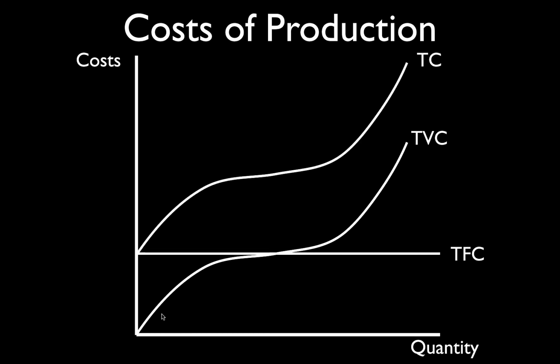And then therefore, what we do to get the total cost curve is we put this up on top. All we've done is shifted this directly upwards, and the difference between these two lines is the total fixed cost.